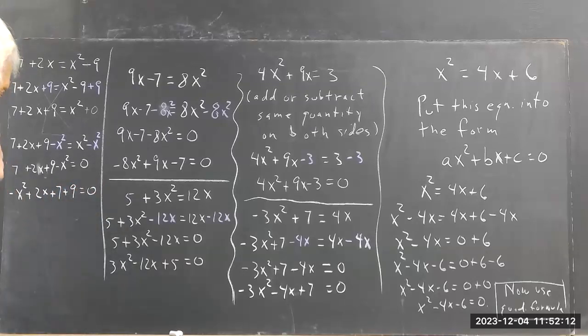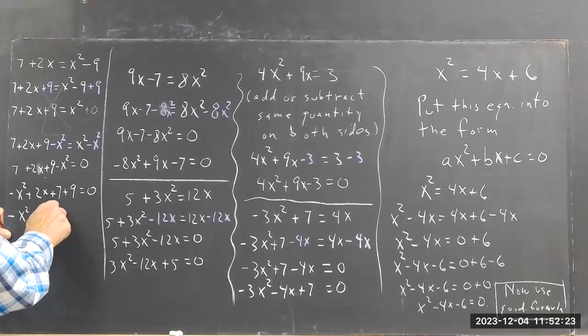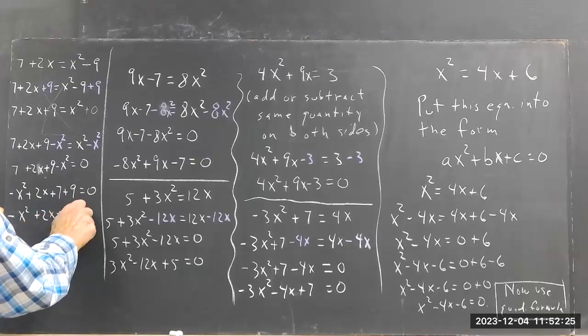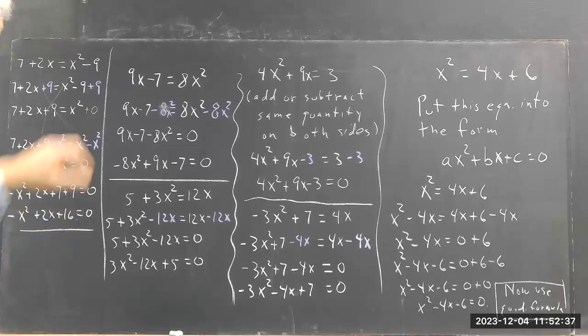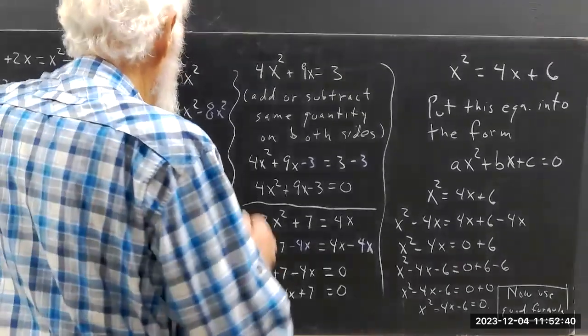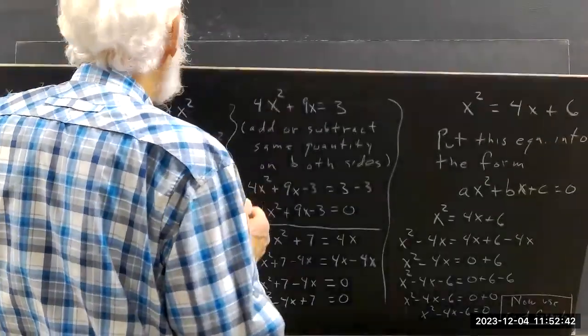Well, what are we going to do with this? We still can't identify C because C would be the 7 and the 9. Well, they're added. So we put this in the form minus x squared plus 2x plus 16 equals 0. And there it is. Okay, I don't think we have a lot of room left on this board.